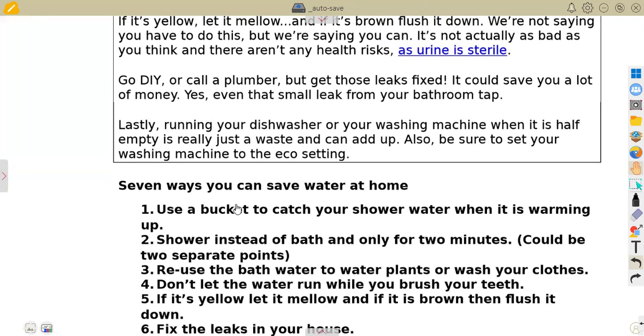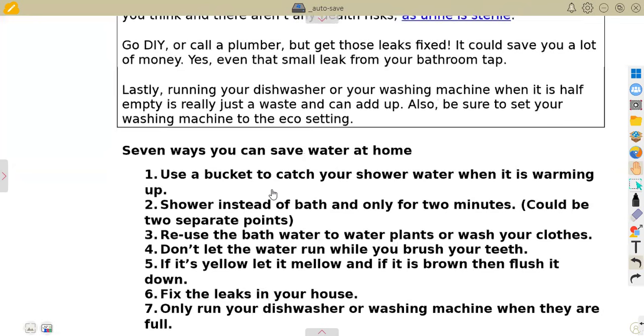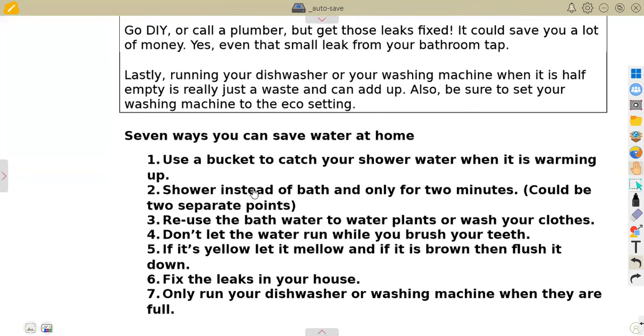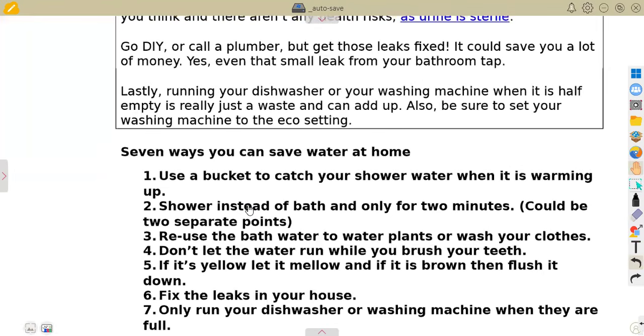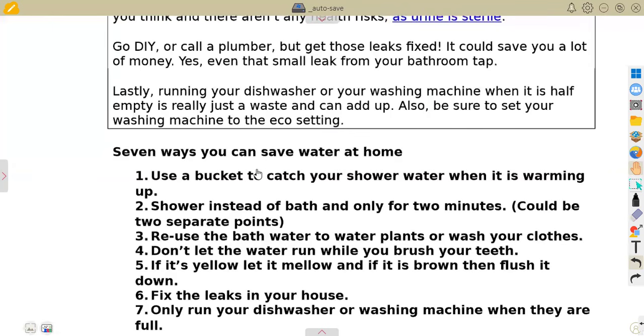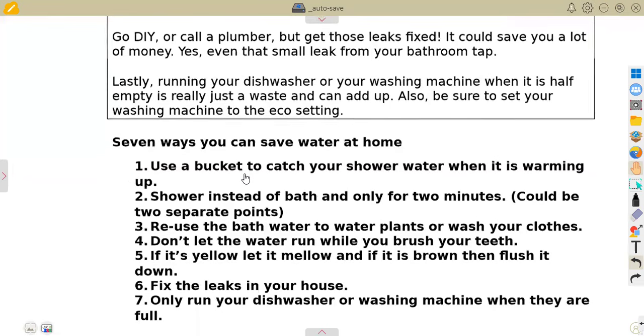It could save you a lot of money. Yes, even that small leak from your bathroom tap. Again, we are advised to say, let us go DIY. Let us ensure that we close all those leakages because they come costly.